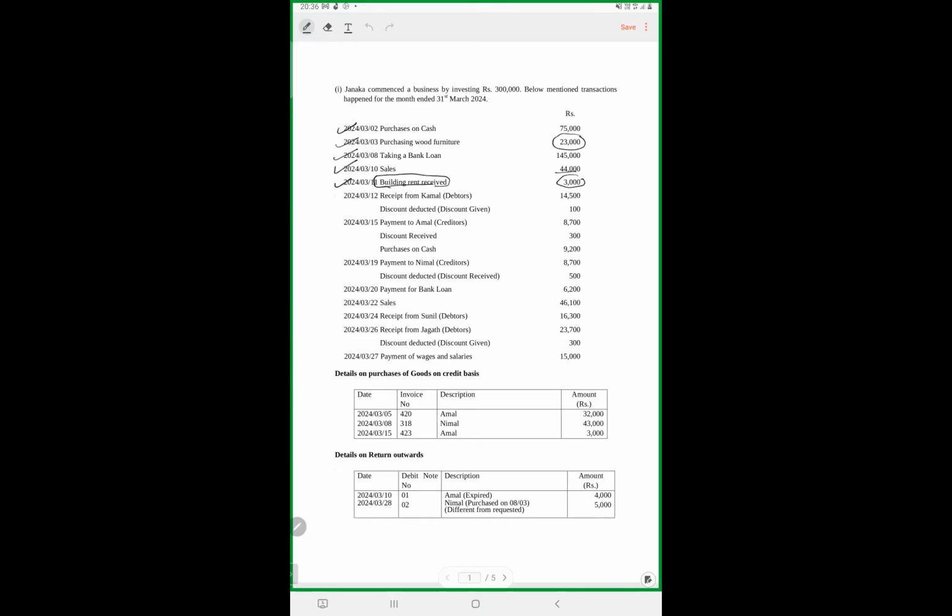The next one, the 12th March 2024, we are receiving the money. It means Janaka company is receiving the money from Kamal. Amount is 14,500, right? The Janaka business is receiving 14,500. Then discount is how much? 100, right? When they are settling the amount, we are giving the discount 100.